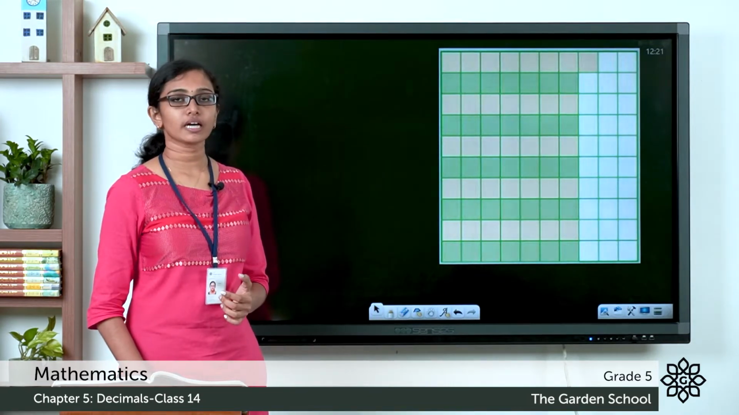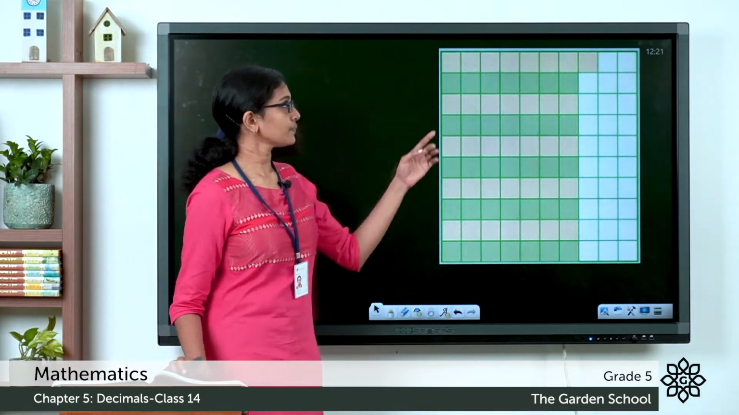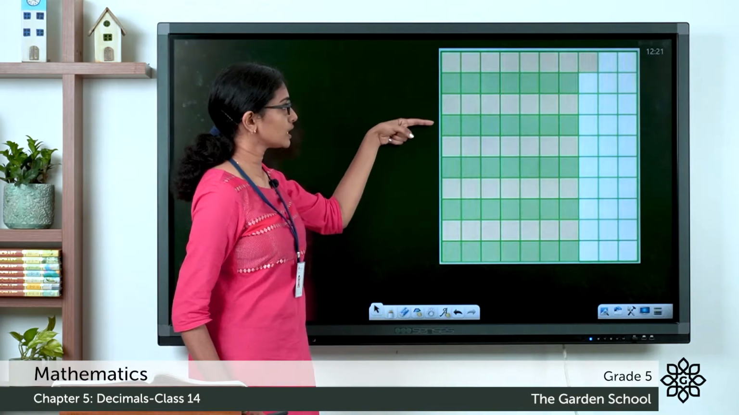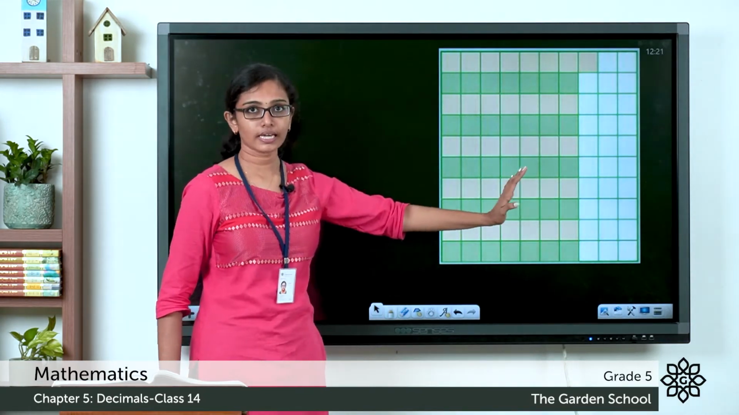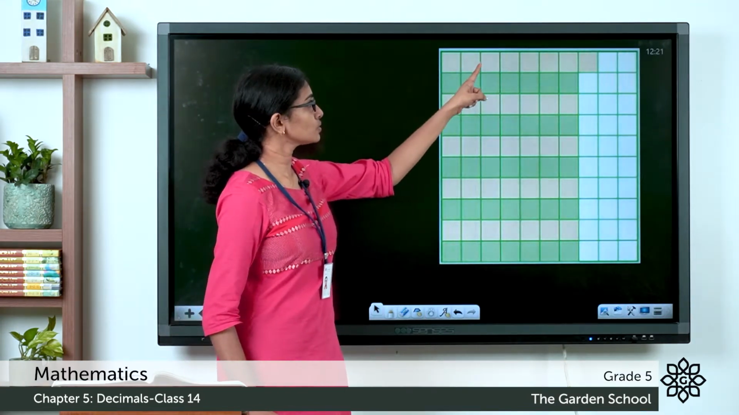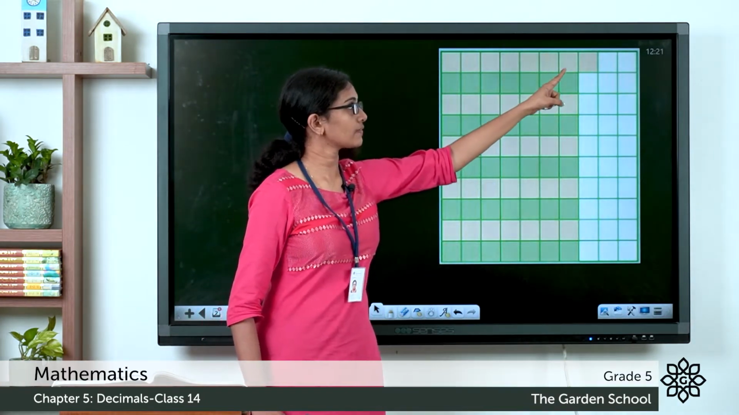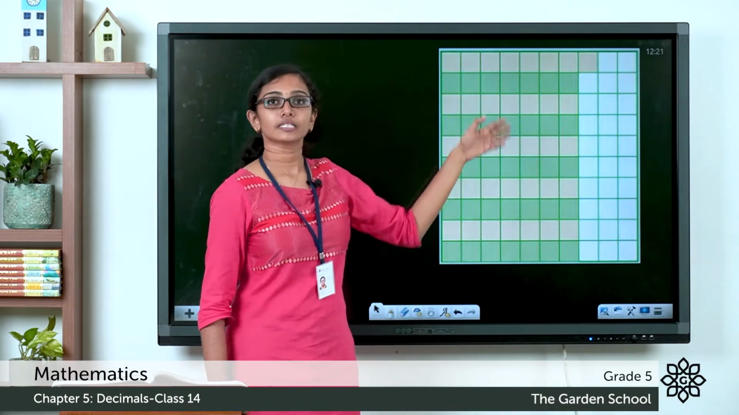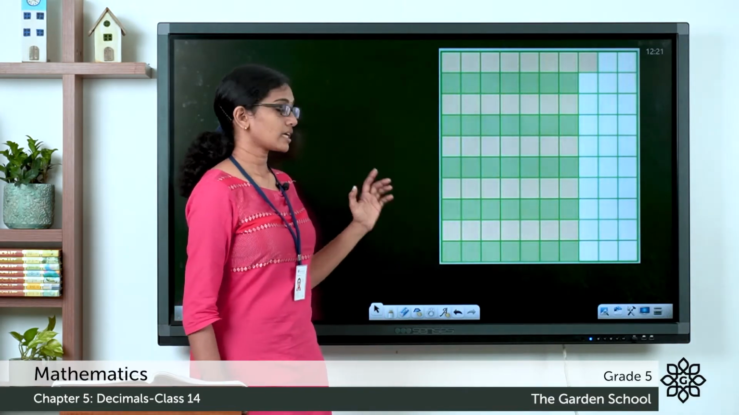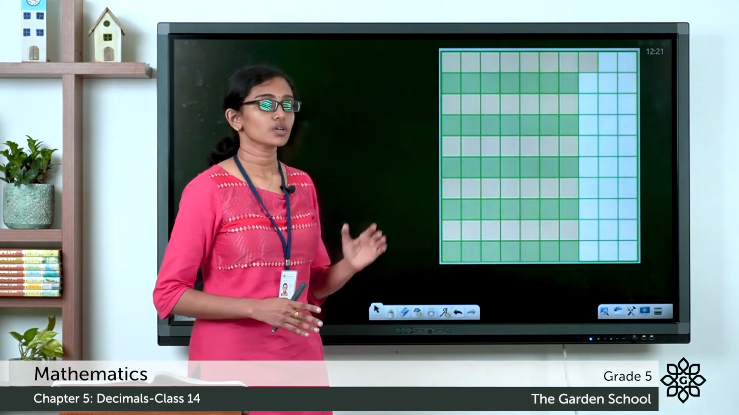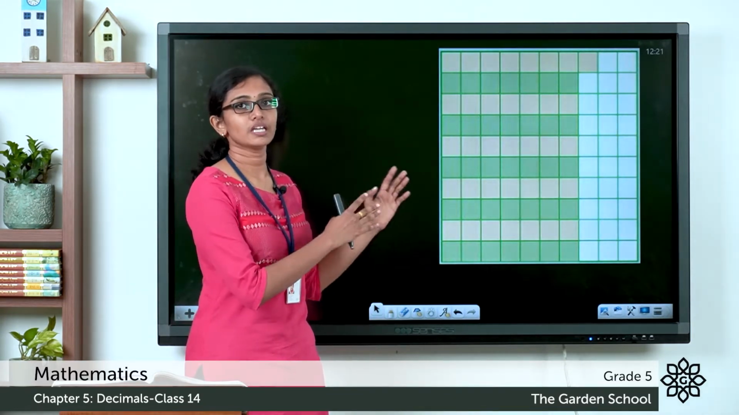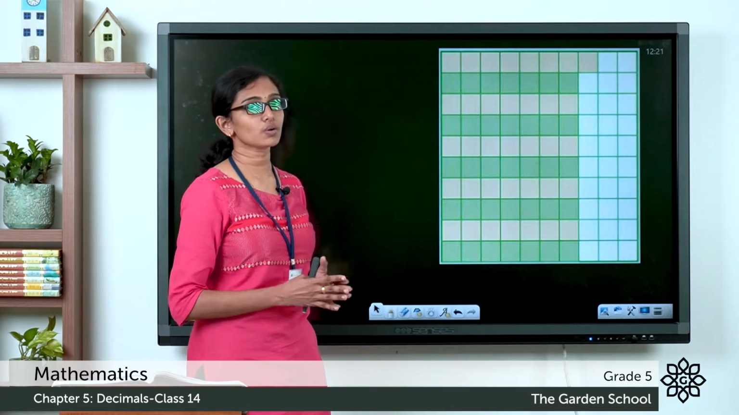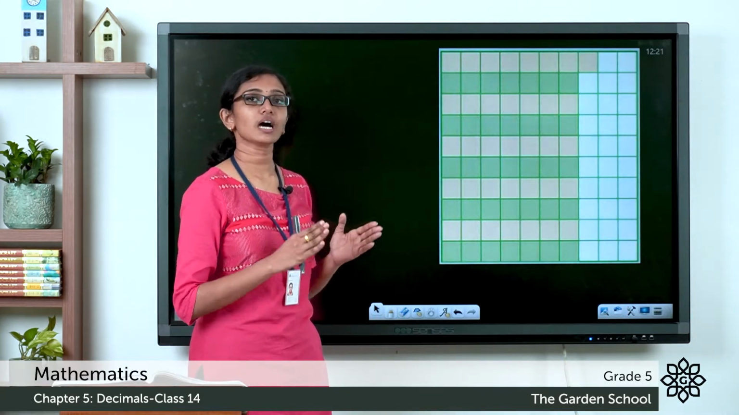Total how many boxes are here? Let's count. There are 1, 2, 3, 4, 5, 6, 7, 8, 9, 10 rows here. And 1, 2, 3, 4, 5, 6, 7, 8, 9, 10 columns here. 10 rows and 10 columns. So the total number of boxes will be the number of rows into the number of columns, which is equal to 10 into 10 equals 100.